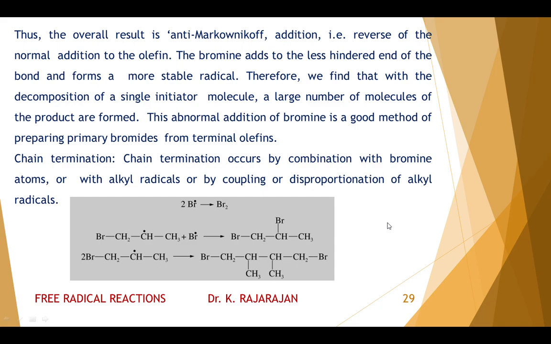Chain termination. Chain termination occurs by combination with bromine atoms or with alkyl radicals or by coupling or disproportionation of alkyl radicals. When two bromine free radicals combine together, they form a bromine molecule. Likewise here also, when two free radicals meet together, they form a neutral molecule. And this is one example of disproportionation, in which it gives a neutral molecule.